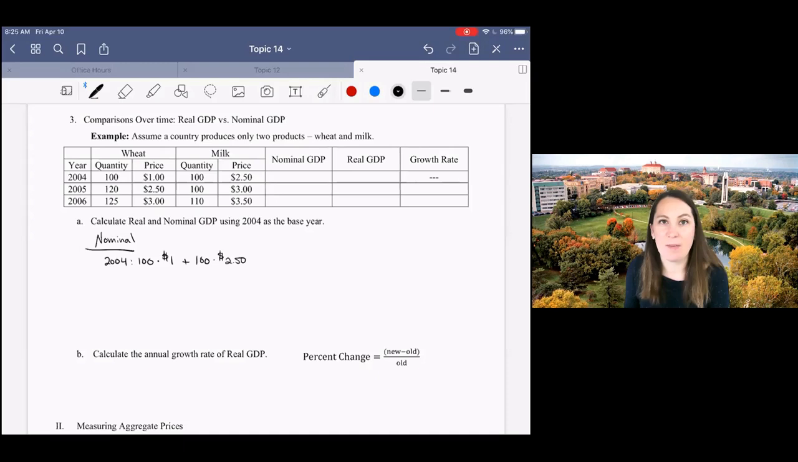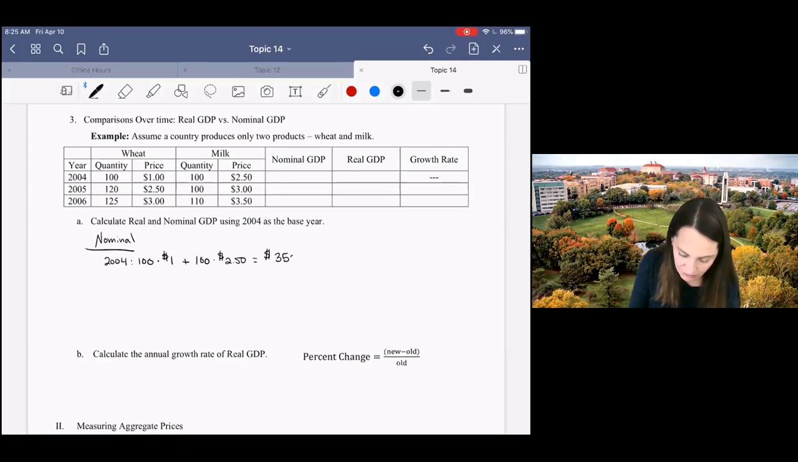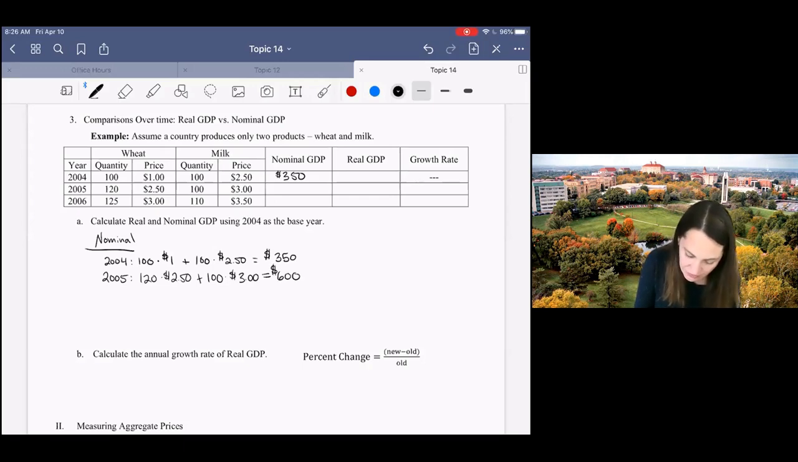We're using prices to represent the values so that we can add up production across different industries. Then we can get a number for the total value of everything produced in that year. That would be $350. So nominal GDP in 2004. Now we will do that same calculation in 2005 and 2006. And we get this number representing the total value of all production in that time period.